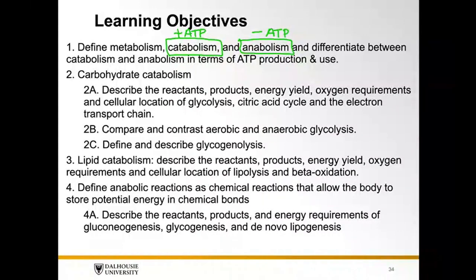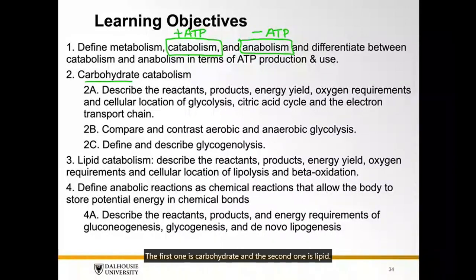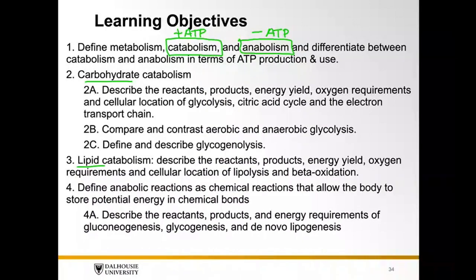And then within these categories, we're going to focus on the two main macronutrients that are involved in giving us ATP and storing energy. The first one is carbohydrate, and the second one is lipid. So we're going to talk about carbohydrate catabolism, carbohydrate anabolism. Same thing for lipid. Lipid catabolism first, then lipid anabolism after.